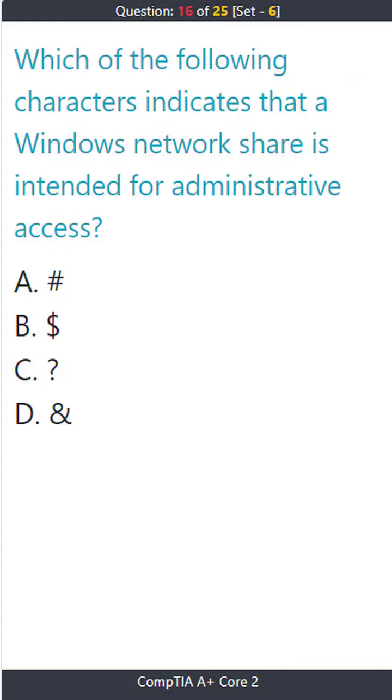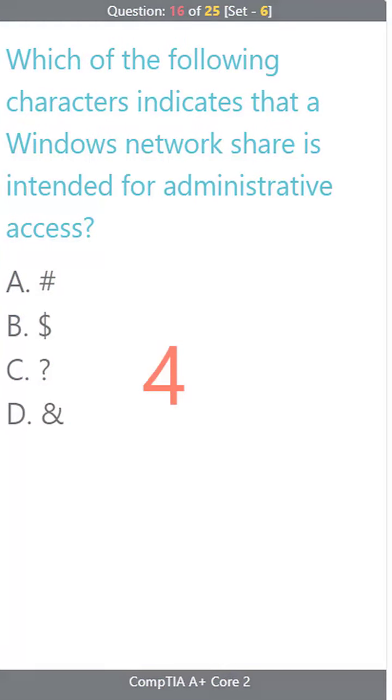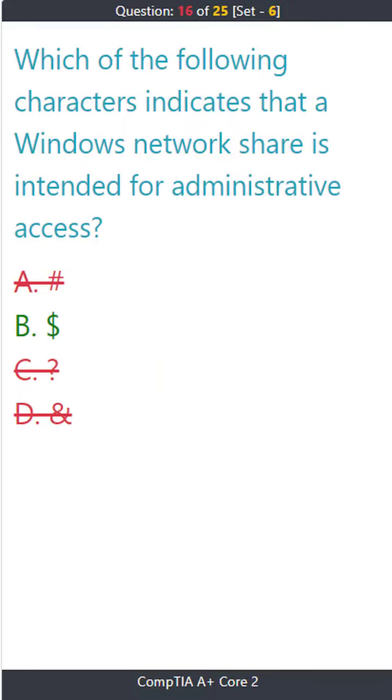Question 16. Which of the following characters indicates that a Windows network share is intended for administrative access? A. Hashtag, B. $, C. @, D. &. The correct answer is B. $.